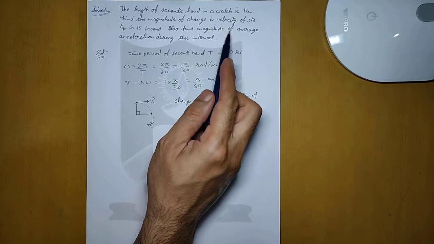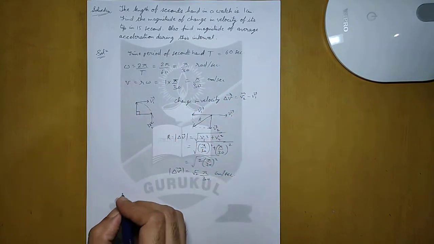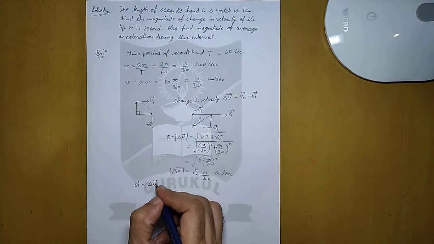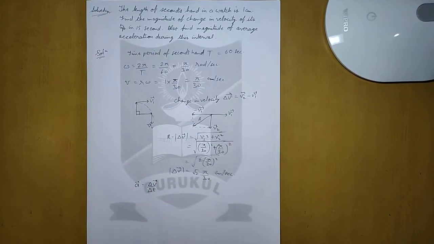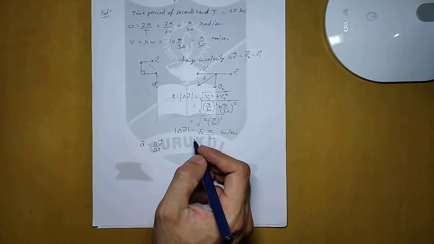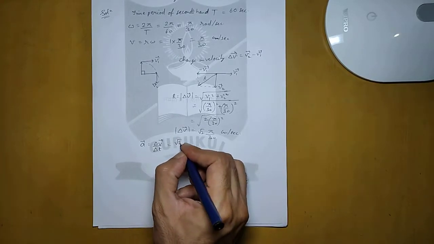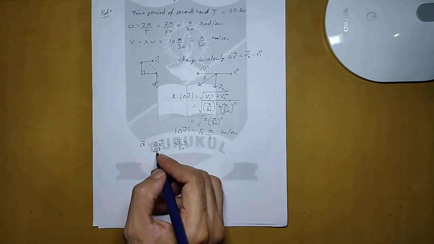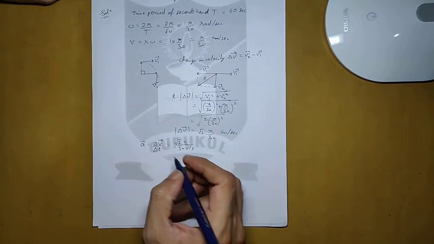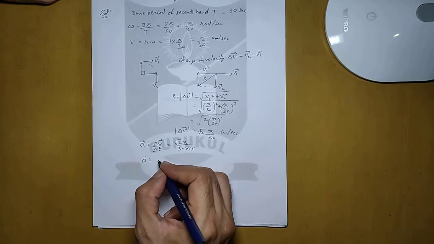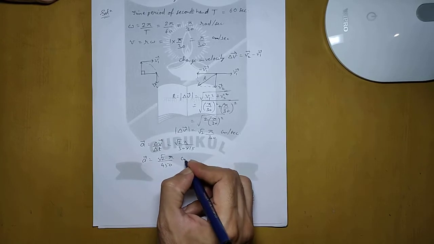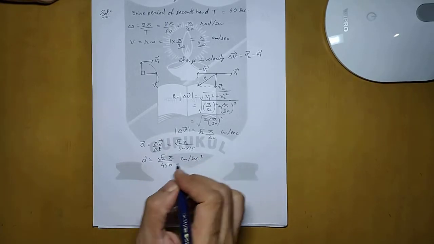We also have to find the magnitude of average acceleration during this interval. So average acceleration A, we know that this is given as delta v by delta t. So we can use this value here. This will be root 2 pi by 30 upon delta t. So delta t is 15. So the value of average acceleration will be root 2 pi upon 450 centimeter per second square.